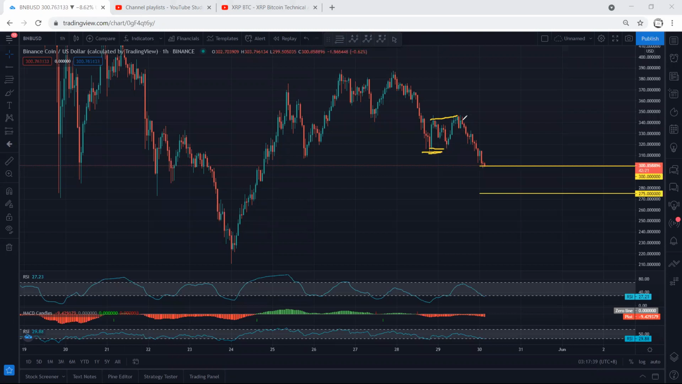And as we can see, exactly the price drop. And as we can see, we have a divergence. This is what we discussed in my last analysis. Now we want to see how we can look for trade.